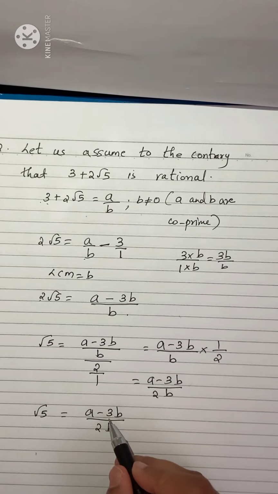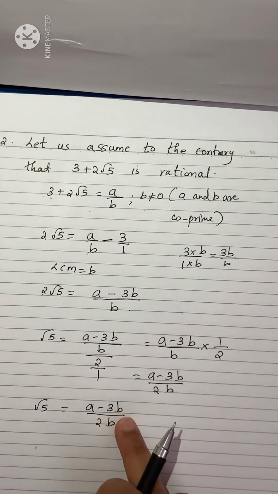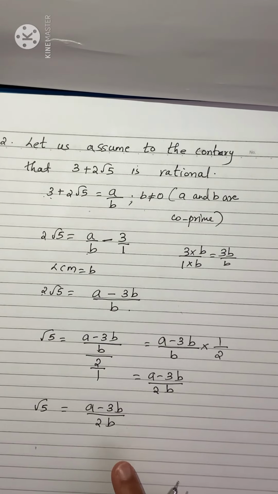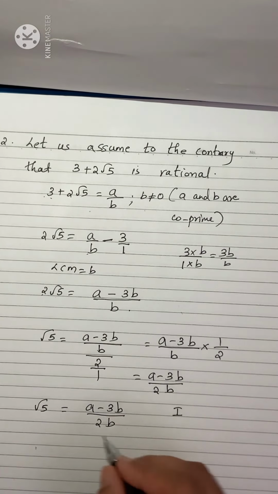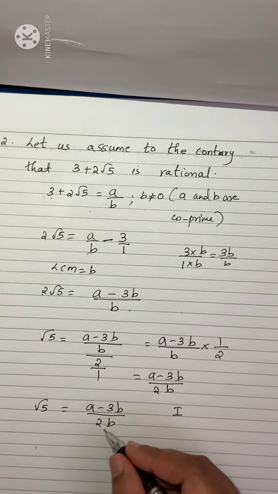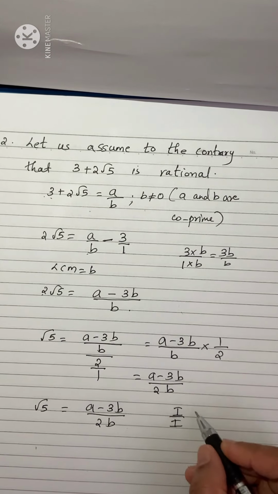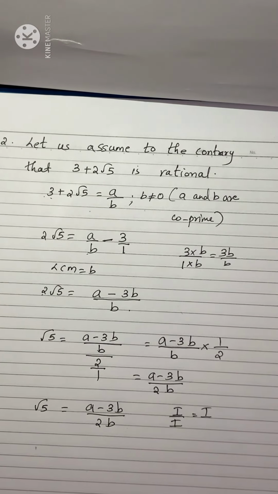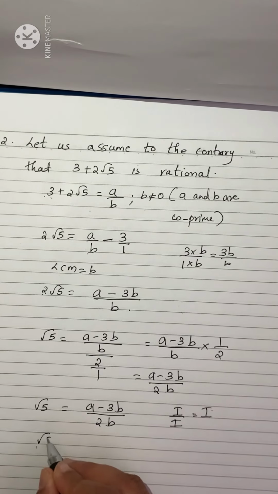So here, a minus 3b: b is an integer, and 3 multiplied by an integer gives an integer only. So integer minus integer gives an integer. And 2b, b is an integer, 2 multiplied by an integer also gives an integer. So integer divided by an integer, and we can write it in the form p by q.